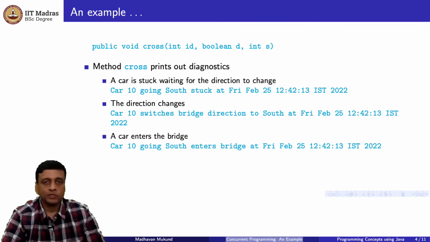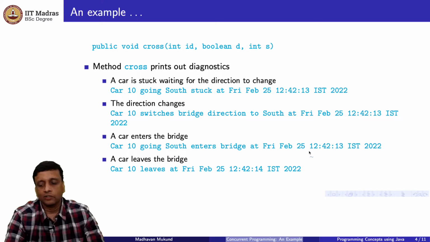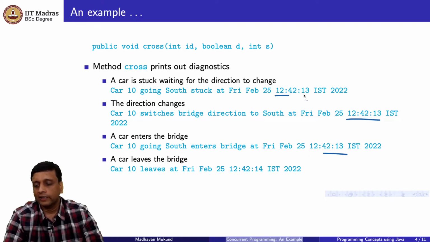And then once it has switched the direction, remember this is not an atomic thing in that sense, you switch the direction, then you get on, right. So then we can say that the car enters the bridge and finally, the car leaves the bridge. So with everything there is a timestamp, and you can see that these timestamps are all identical, but they could be a few milliseconds apart.